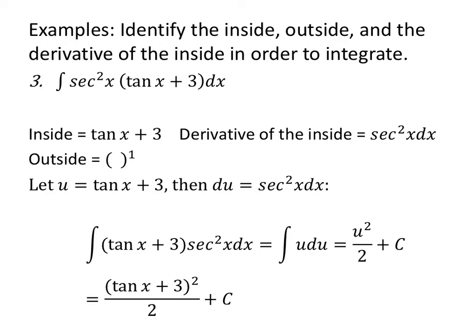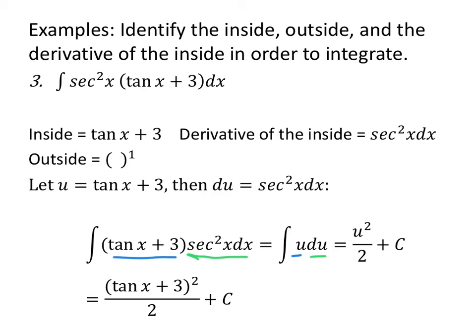Notice I'm not doing colors anymore. If you want to go back and check out the colors and maybe highlight them on your own, go ahead. But I don't think you need that. u is tangent of x plus 3. du is the secant squared of x dx. Tangent of x plus 3 is u. Secant squared x dx is du. So everything's taken care of.